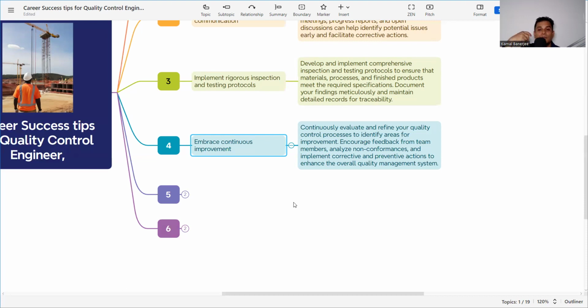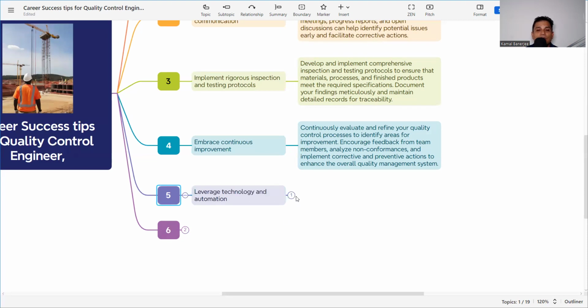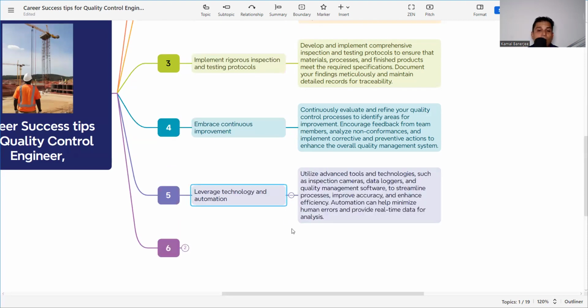In order to get a better result, you need to redefine the process. So you need to develop a continuous improvement process to get success in quality control. The fifth tip is to leverage technology and automation. See, this is everything.